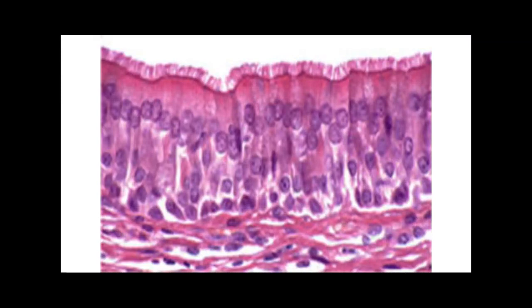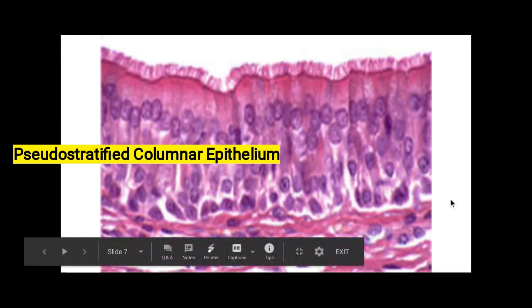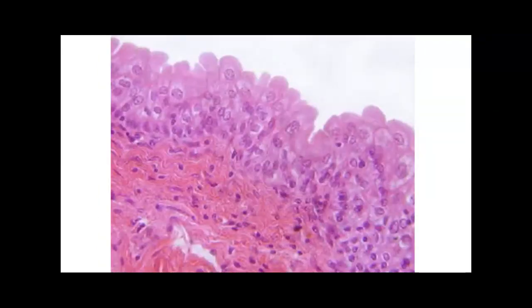Now this one is a tricky one. This is pseudostratified epithelium. At the top you have cilia. This is actually found in the trachea. Now this is called pseudostratified columnar because it looks like multiple cells, but in reality it's actually only a single layer that has long cells, short cells, and everything else. Pseudo means false, so this is a false layering. This is pseudostratified columnar.